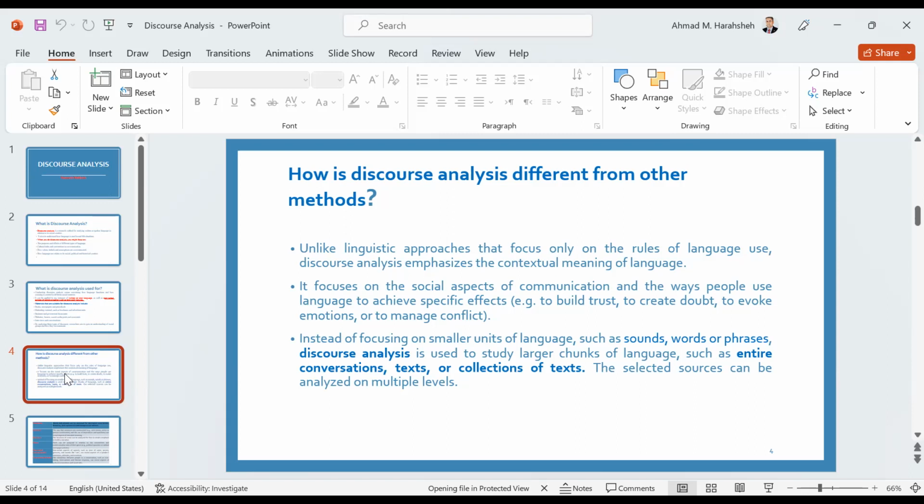Yeah, it will be different. The image, the way they talk, the way they show the colors, etc. They are different, right? Now, how is discourse analysis different from other methods?